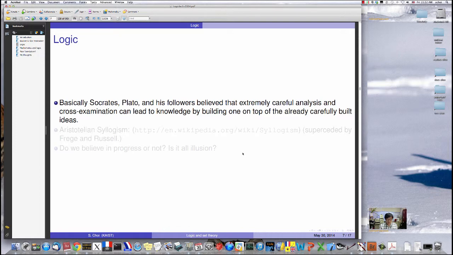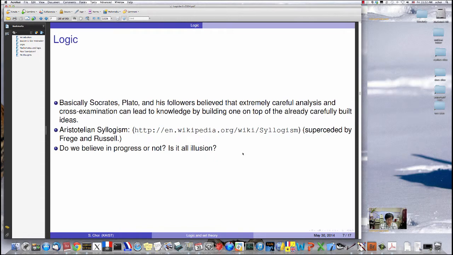In this philosophy, Aristotelian syllogism was developed. This is basically the ancient method of logic, and it has now been superseded by Frege and Russell. The basic problem is that some of these were actually wrong, and Frege and Russell corrected their mistakes. But they were used for thousands of years. Do we believe in progress or not? Is it all illusion? We will basically be following Socrates and Plato in this regard.